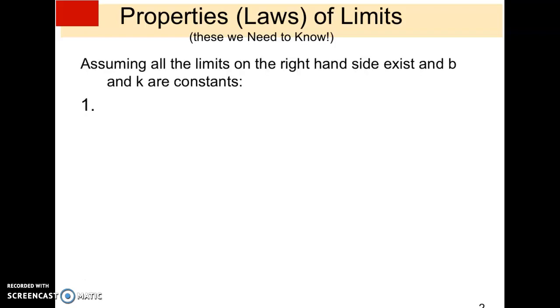We have to assume that all the limits on the right-hand side will exist and that b and k are considered constants. Actually, c is also a constant in these rules also.